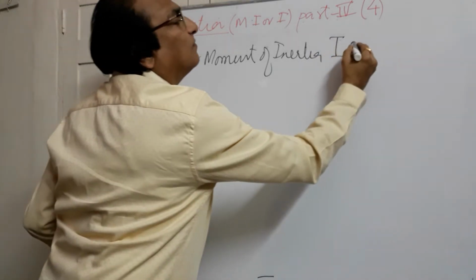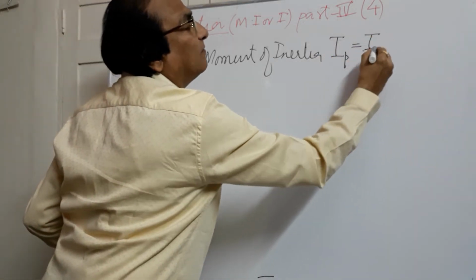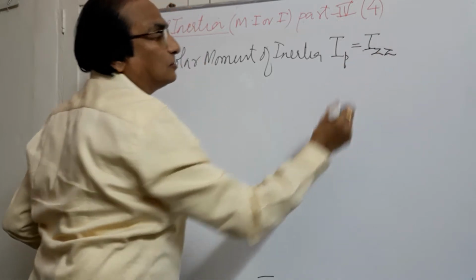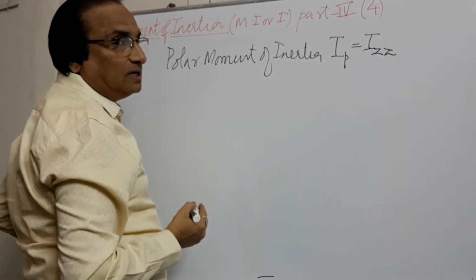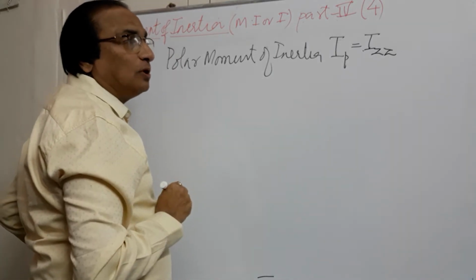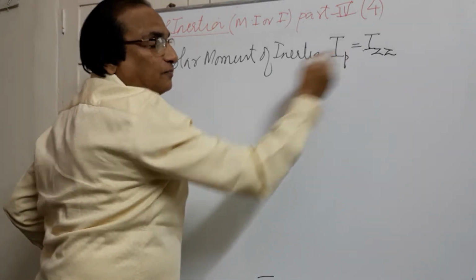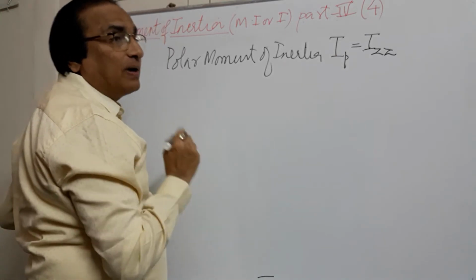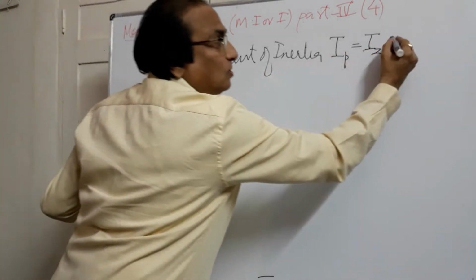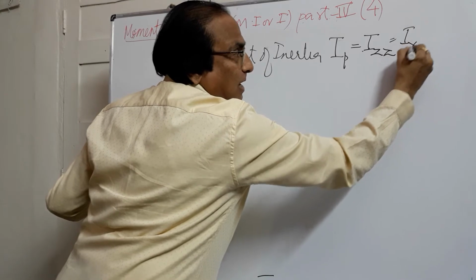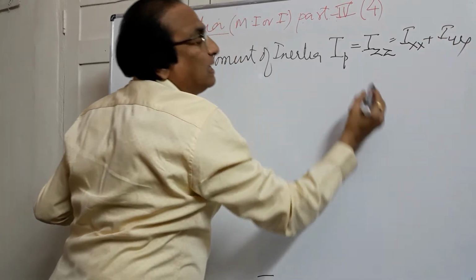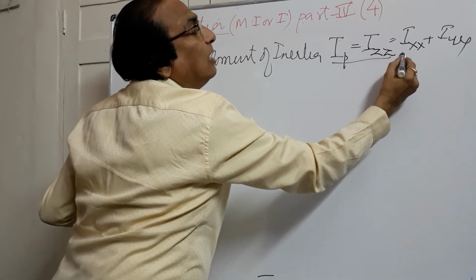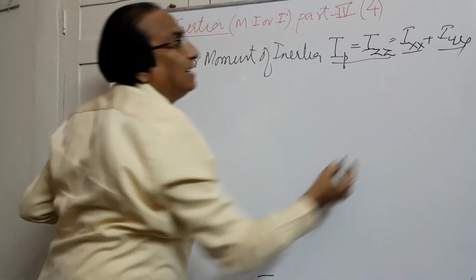This polar moment of inertia is nothing but the moment of inertia about the ZZ axis. So if I ask you to find out the polar moment of inertia, you are going to find out IZZ. From the perpendicular axis theorem, we know that IZZ is equal to IXX plus IYY. So whenever I ask you polar, you will have to find out both IXX and IYY.